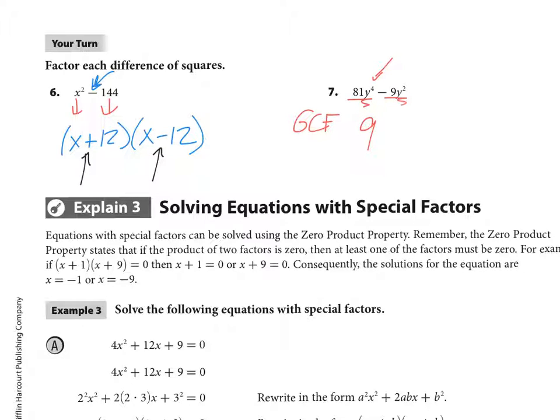We have y to the fourth, y to the second. So how many y's can I take out? I can take out 2 y's. What's that leave? Well, 9 times 9 would give me 81. And then I took 2 of the y's out, so that leaves 2 y's in this first term here. Minus, I took the 9 out right here. I took the y squared out right here.